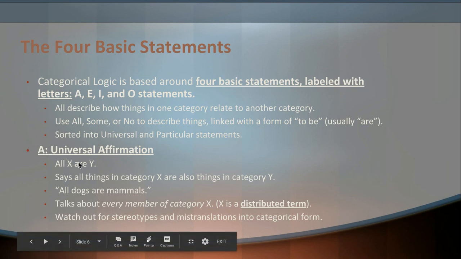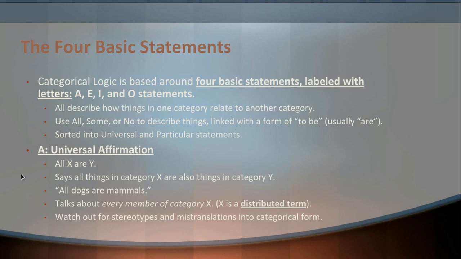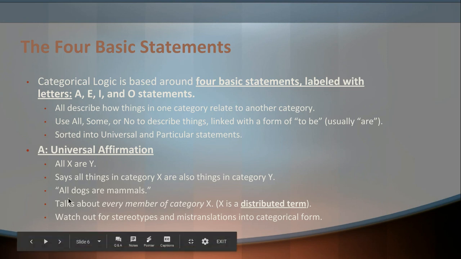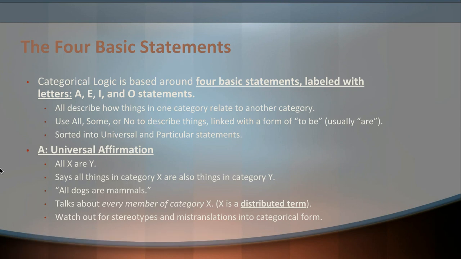It does not talk about every member of Y. So if we say all dogs are mammals, we're saying something about every single dog in existence. We're not necessarily talking about all mammals, though. It can be true that all dogs are mammals, and it not be true that all mammals are dogs. We're not saying something about all Ys in this sentence, which, when we look at it like this, seems pretty obvious. But it's worth keeping in mind because it will matter later.